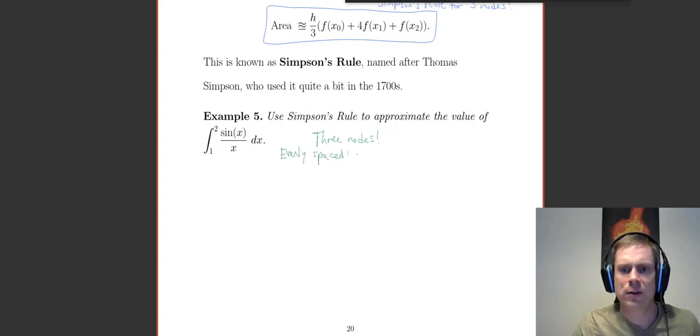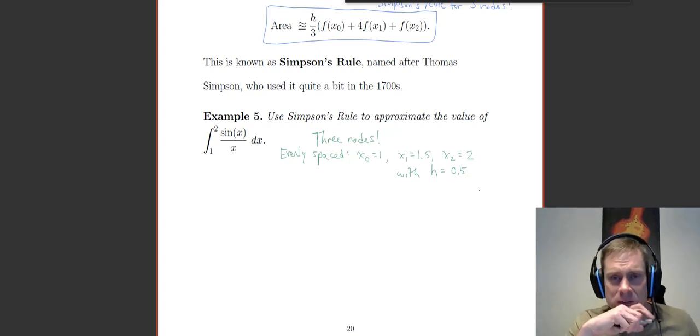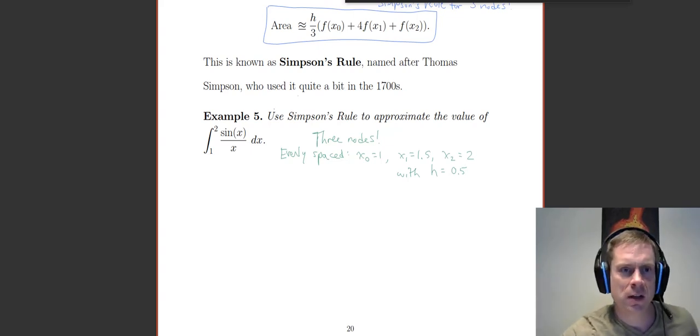So x0 will equal 1, x1 will be 1.5, and x2 will be 2, with, of course, the h in that case being 0.5. Okay, and it's really just a matter of working with that formula above. We just need h over 3, and then we have to evaluate the integrand, f of x0, f of x1, f of x2, at those 3 different points. Okay, so let's do that.